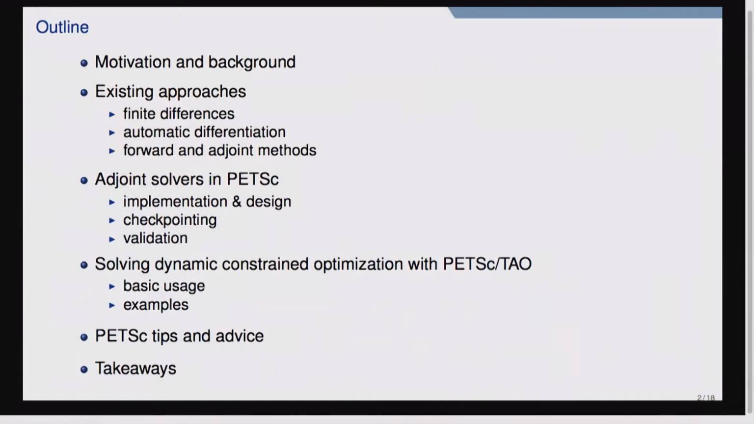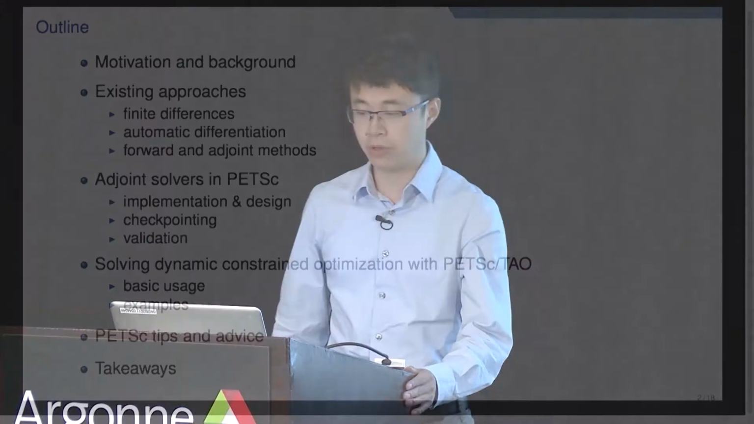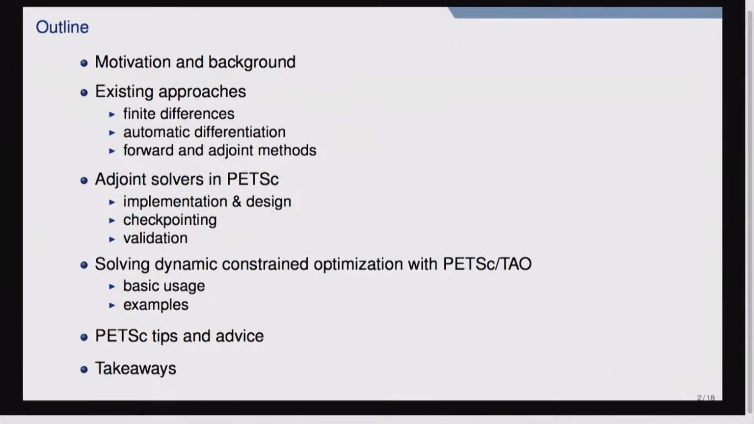And again, this is a more advanced topic on using adjoints in the context of optimization. I'll start from the motivation and background. Then I will go through existing approaches for sensitivity analysis. Then I will introduce adjoint solvers in PETSc. Then I will show you how to use PETSc and TAO to solve a dynamic constraint optimization. I will also give you some PETSc tips and advice. Finally, I will conclude my talk with some takeaways.